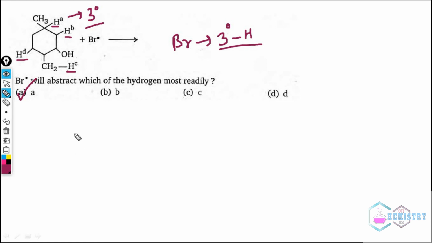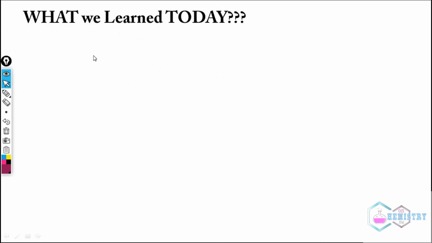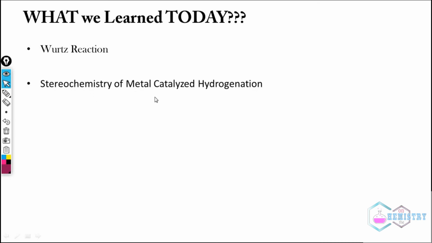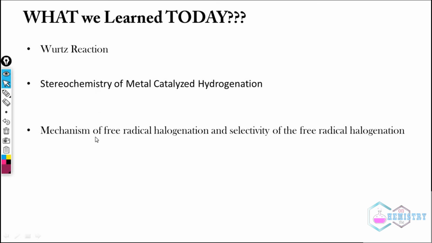It is very easy. So we have already learnt how the radical mechanism works, or how normal reactions work. So it's time for a quick recapitulation of what we have learned today. We have learned the Wurtz reaction, or we can say the intermolecular Wurtz reaction, the stoichiometry of metal catalyzed hydrogenation of alkenes, and the free radical halogenation and selectivity of the free radical halogenation. So these are our takeaways from today.